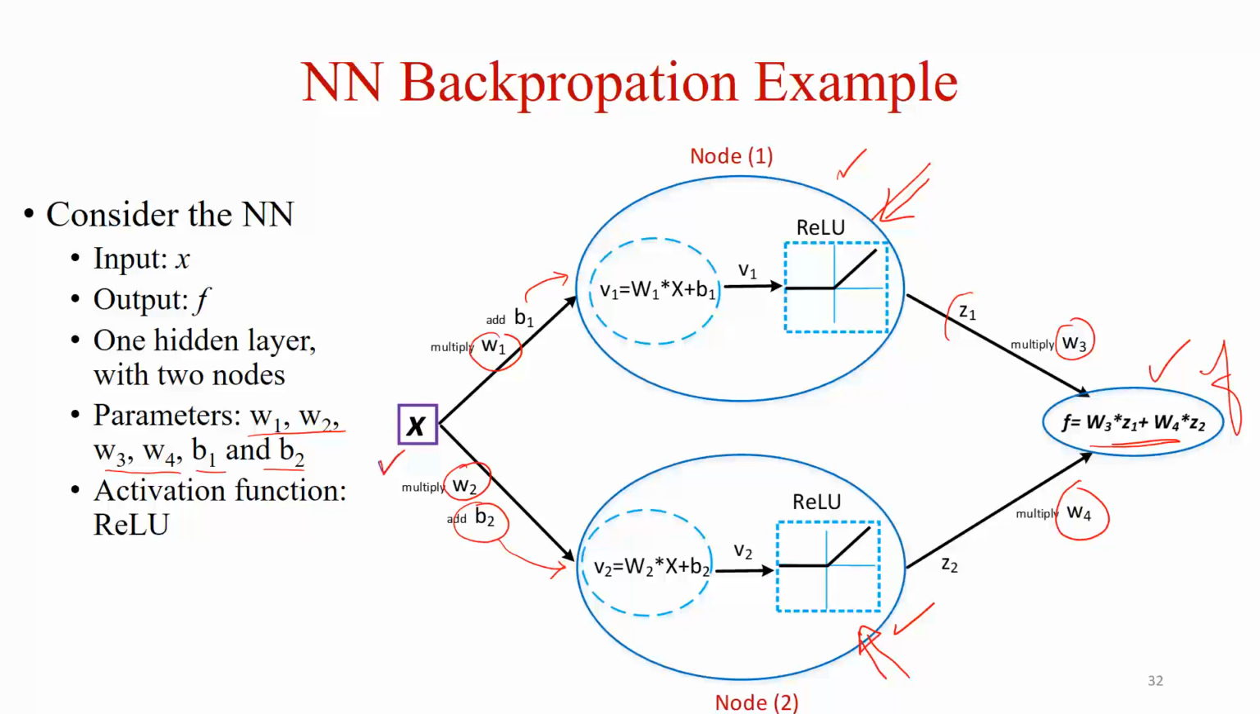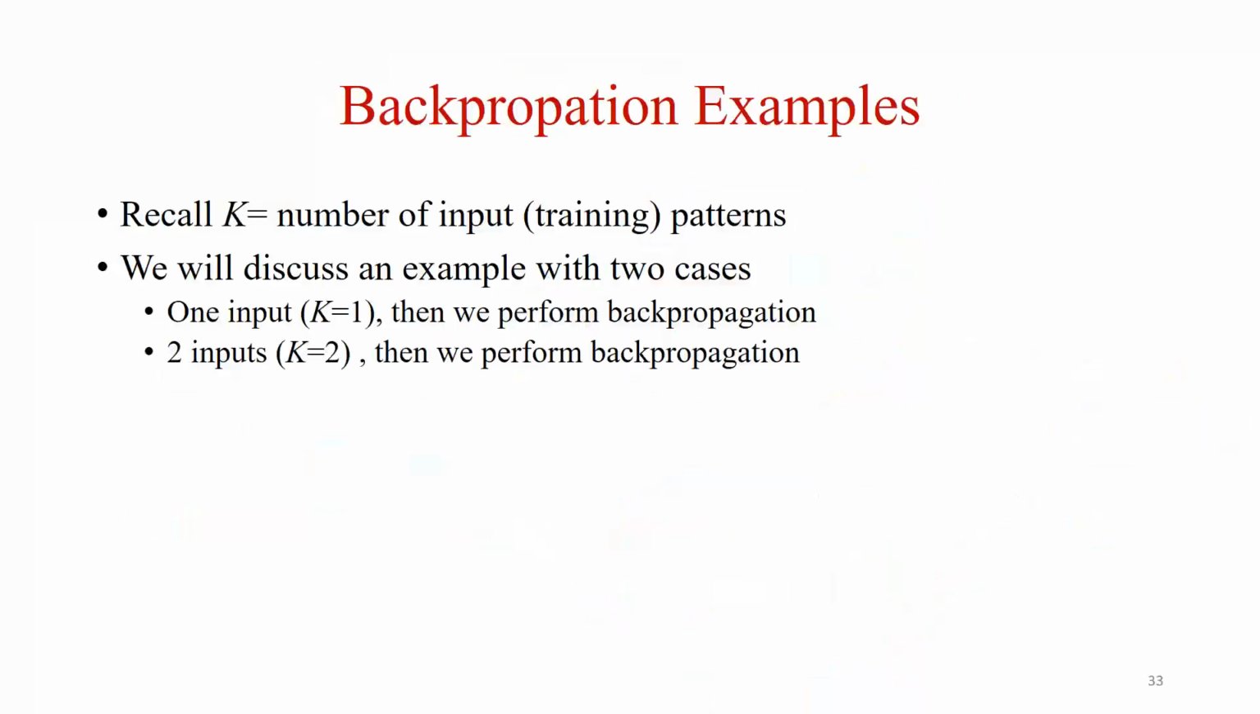And then I have these intermediate variables. When I multiply the input with the weight plus the bias inside this node, I'll refer to this variable as V1. Once you apply V1 to the ReLU function, the output is Z1. Similarly, for the other node, V2 is the multiplication of the input with the weight plus the bias. You apply V2 to the ReLU, you get Z2. Those intermediate variables will help me through the calculations.